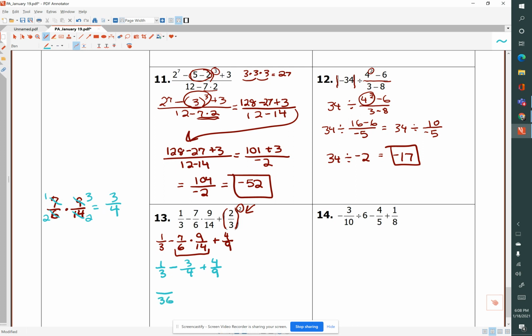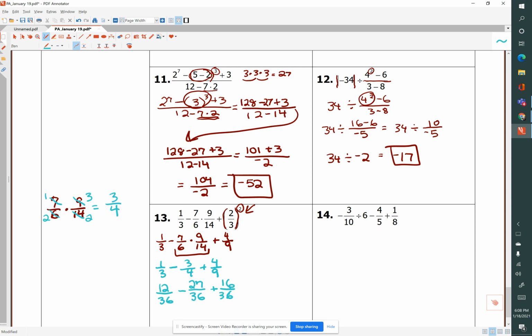So 3 goes into 36 11 times. I'm sorry, 12 times, and 12 times 1 is 12. So 12 over 36 minus 4 goes into 36 9 times. 9 times 3 is 27. 9 goes into 36 4 times, and 4 times 4 is 16.